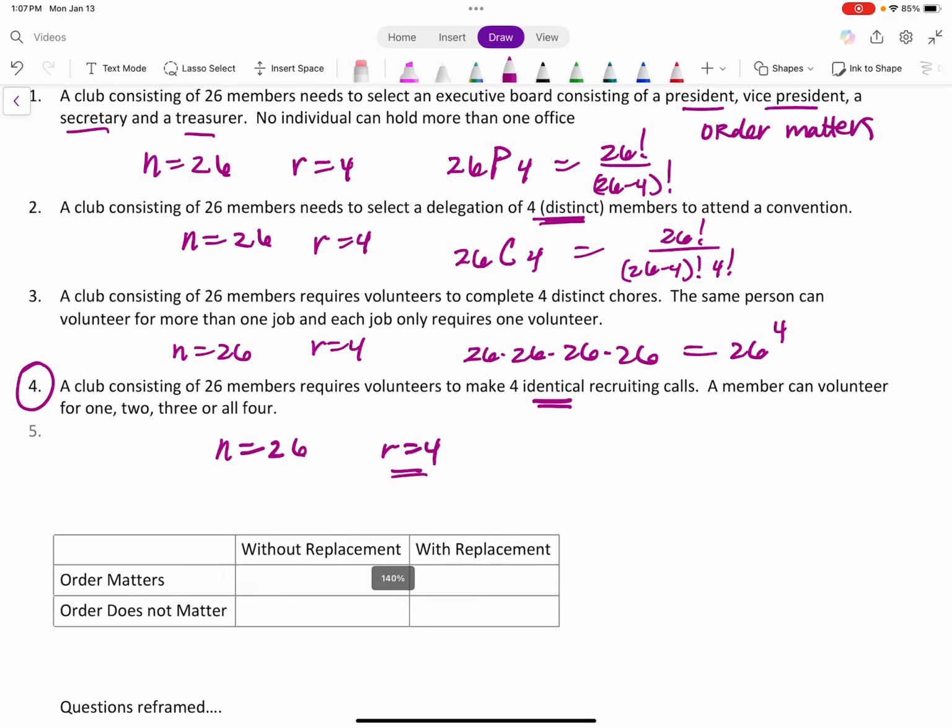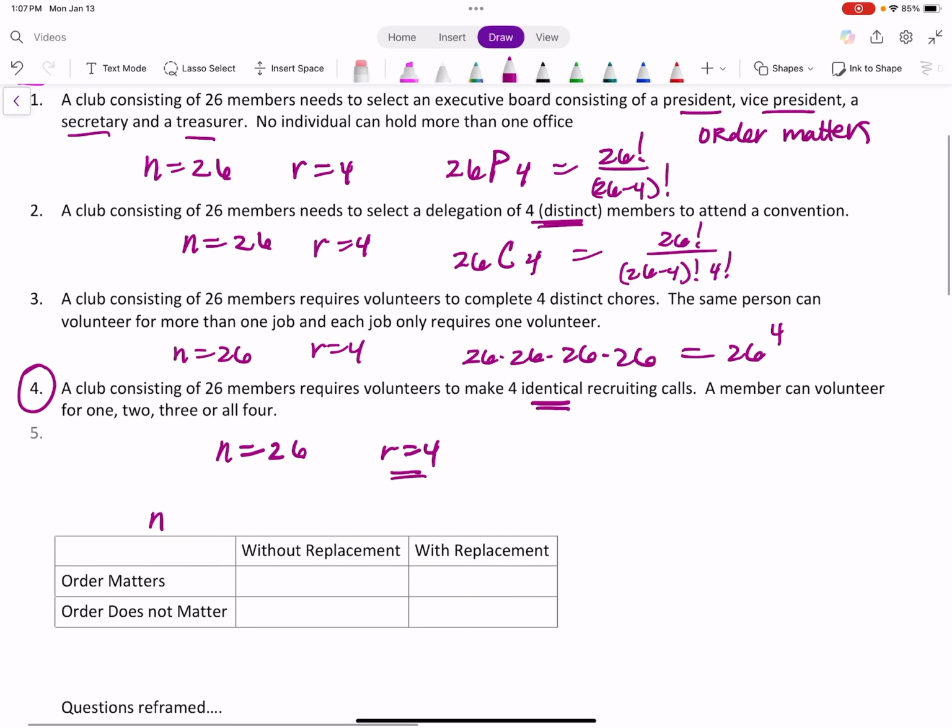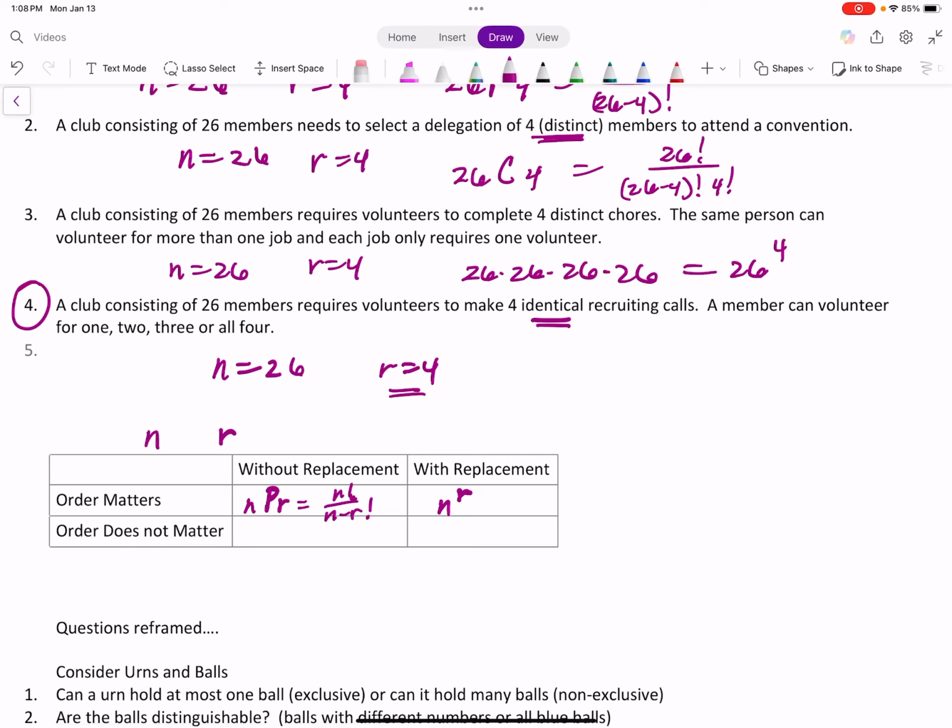So let's fill in our chart right here in general. So indistinct objects taken R at a time. If order matters and I'm not allowed to replace, that's NPR, or N factorial over N minus R factorial. If order matters and I'm allowed to repeat, that is N to the R. If order doesn't matter and I don't replace, that's a combination, or N factorial over N minus R factorial, R factorial. So this is the last one.